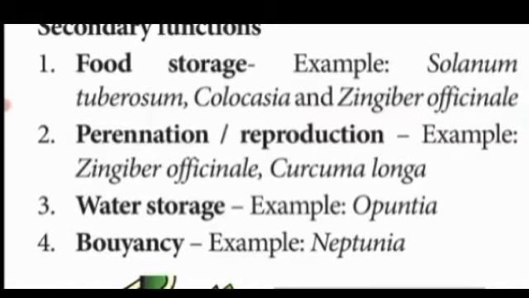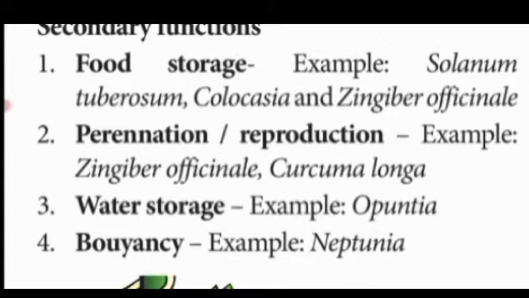First is the storage of food material. Like the root system, where some roots are involved in the storage of food material, similarly the stem also acts as a food storage organ. Examples are Solanum tuberosum, potato, Colocasia, and Zingiber officinale, ginger. Perennation, reproduction. Perennation means the stem itself acts as a reproductive organ for the next generation.